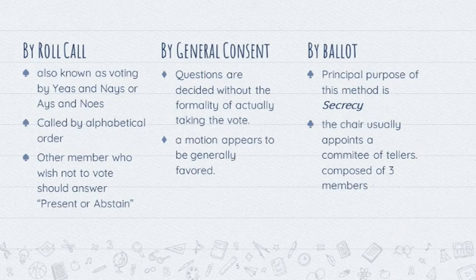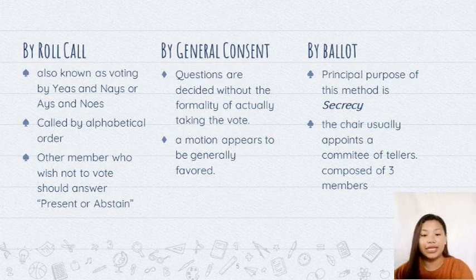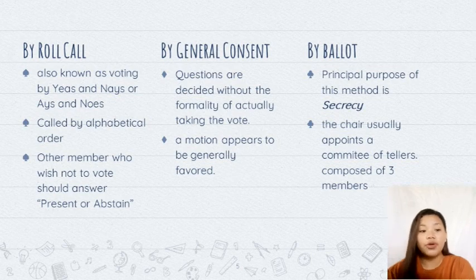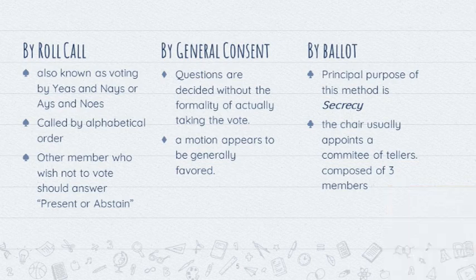Next method is by roll call. It is also known as voting by yeas and nays or ayes and noes. So this method is done in alphabetical order. The same is true in the cases of conventions where the delegates are responsible for their corresponding organization. For example, the Congress or the Senate. Other members who wish not to vote should answer present or abstain.